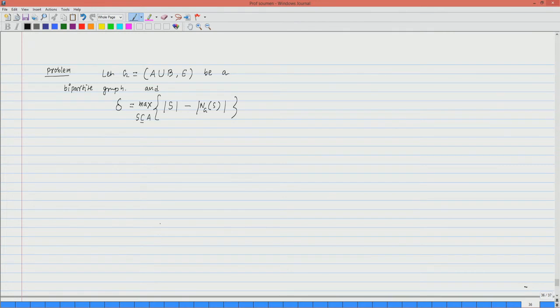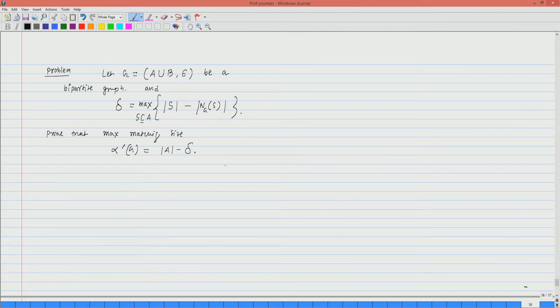Okay. Prove that maximum matching size, the notation that we have used, that alpha prime G is the notation for maximum matching size of G, is equal to the cardinality of A minus delta.